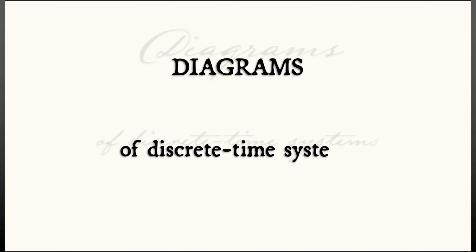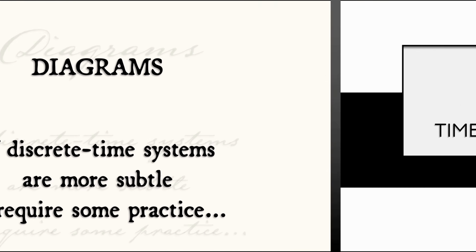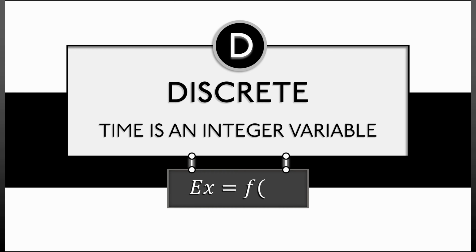Let's turn from continuous time diagrams to discrete time diagrams. These are a lot more subtle. It's going to require a little bit of work, a little bit of practice to get good at drawing pictures of discrete time dynamics. Now, recall the situation we're in. We're looking at systems of the form x_{n+1} = f(x_n).